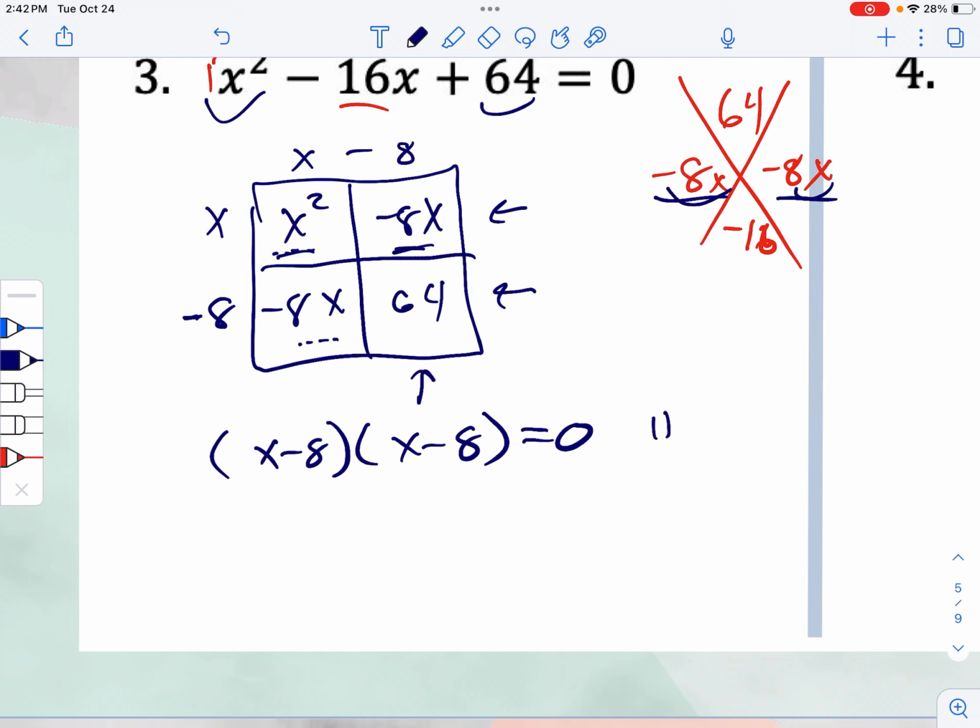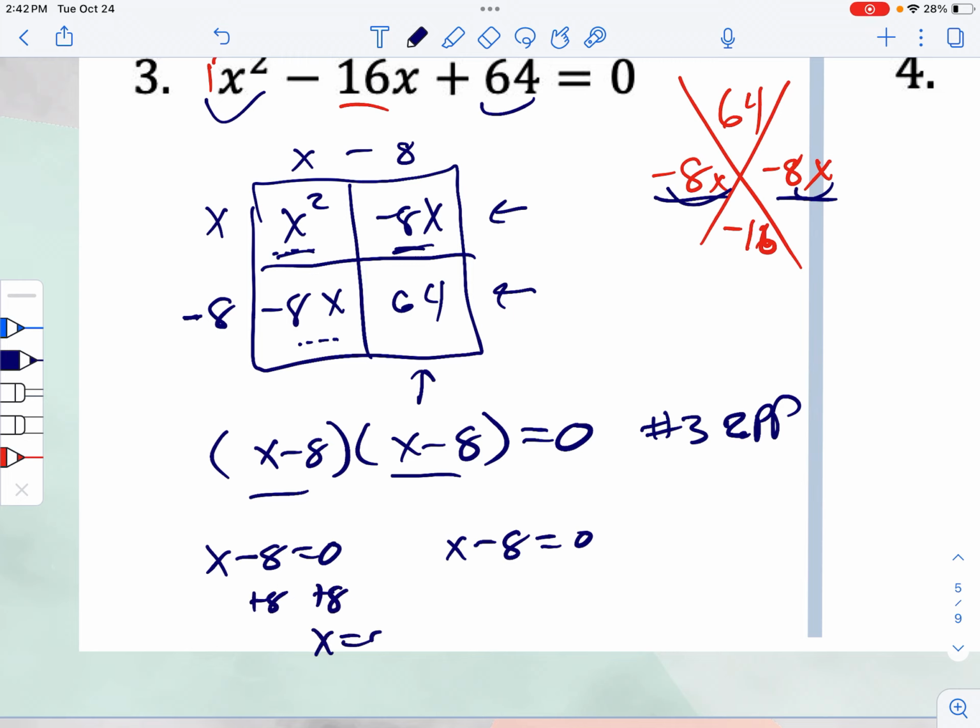So I'm on my last step, step 3, ZPP, the zero product property. That's where you take both factors and set them equal to 0 and solve. Both my answers are going to be the same. You don't have to list them out twice. I'm just going to add 8 to both sides, x equals 8. Same thing here, I'm going to get x equals 8. So I guess you could just say it's a double root, obviously, because both the answers are the same. But your answers are both 8.